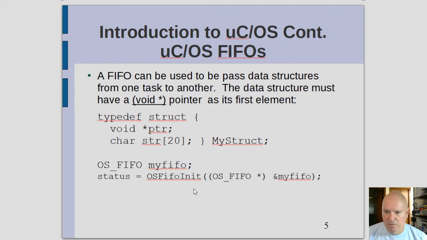Like with everything else we've seen with microCOS, you have to initialize the corresponding data structure. So here I set aside my FIFO data structure. Again, this would be a global in the global address space, because I have to access my FIFO not only in user main to initialize it, but also in the posting and pending task.